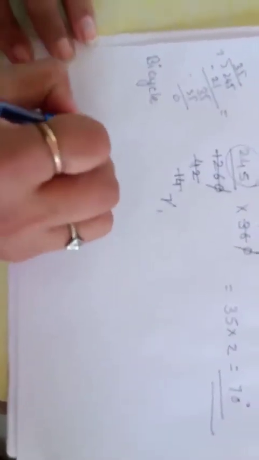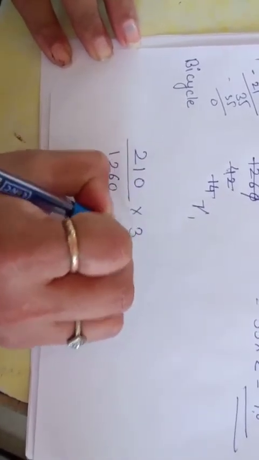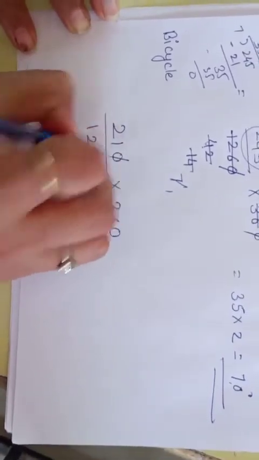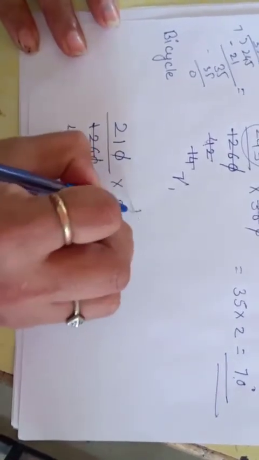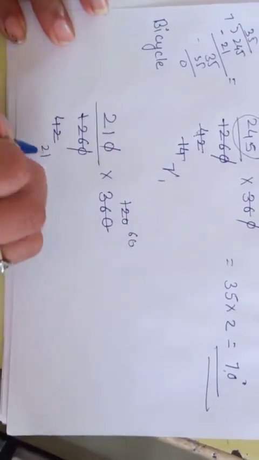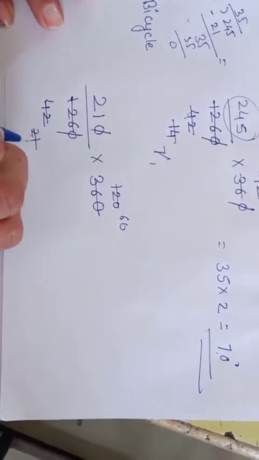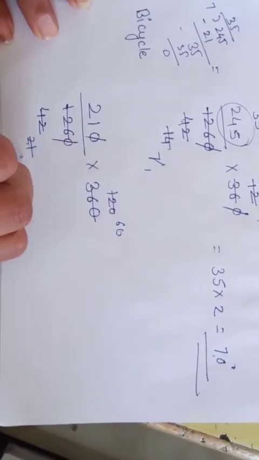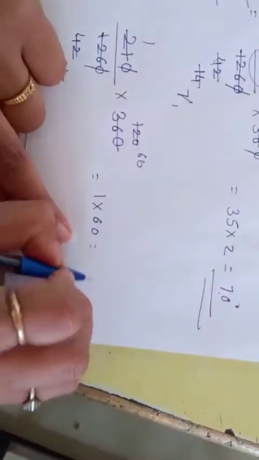Next is bicycle. 210 upon 1260 into 360. Now we have reduced these numbers. Here we will be writing 42. Here we will be writing 120. Then 21. Then 60. Then we will be doing it by 7. Or we can do it by 1. So this will be 1 and this will also be 1. So what is the value? 1 into 60 is 60. Understood? Yes. Now the value of rickshaw is 175.